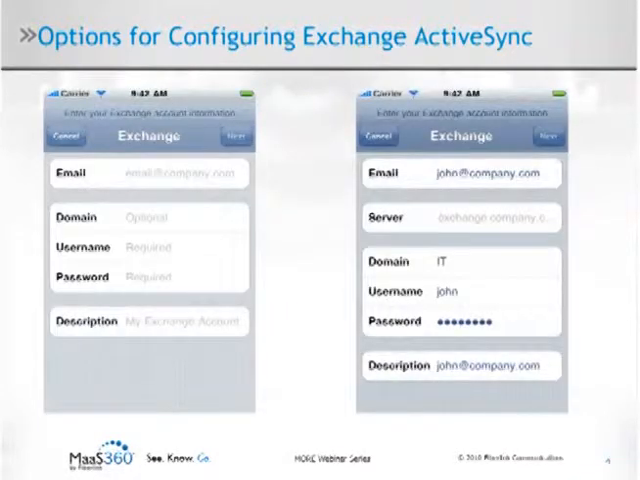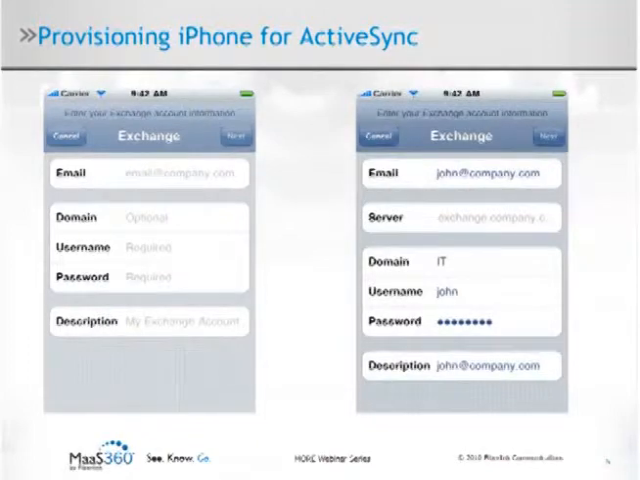Okay. So now that we've figured out how we want to activate Exchange ActiveSync in our environment, the next step would be having our end users provision their mobile devices. So we're going to go through provisioning an iPhone for ActiveSync first, and I have some screenshots here to show you what the end user would see. So basically, once they go into the mail, contacts, and calendar setting, they can go ahead and enter in their corporate email, the domain, their username and password, and then make the description whatever they want.